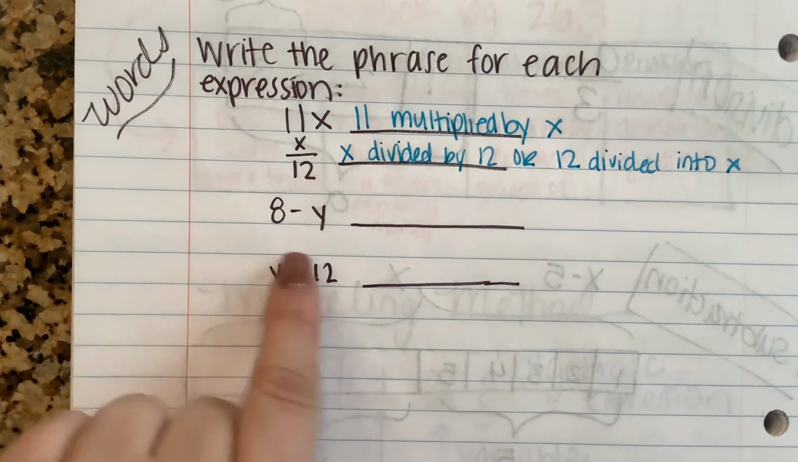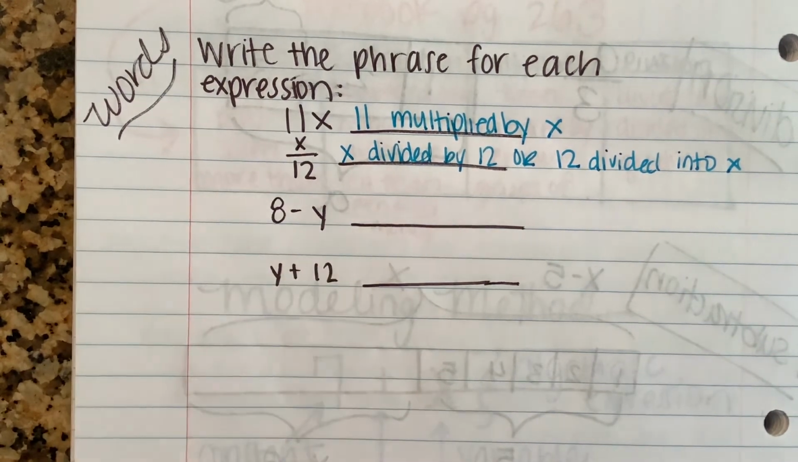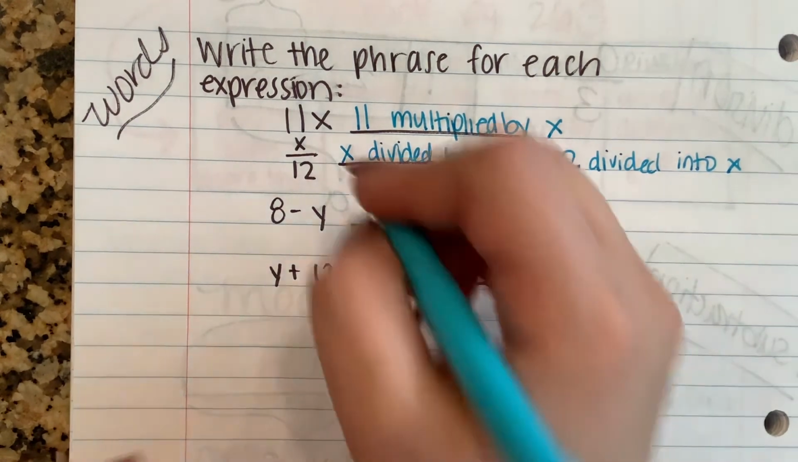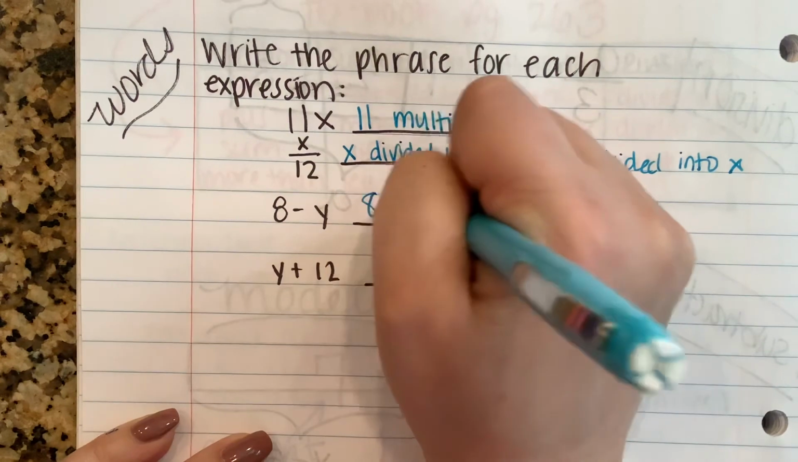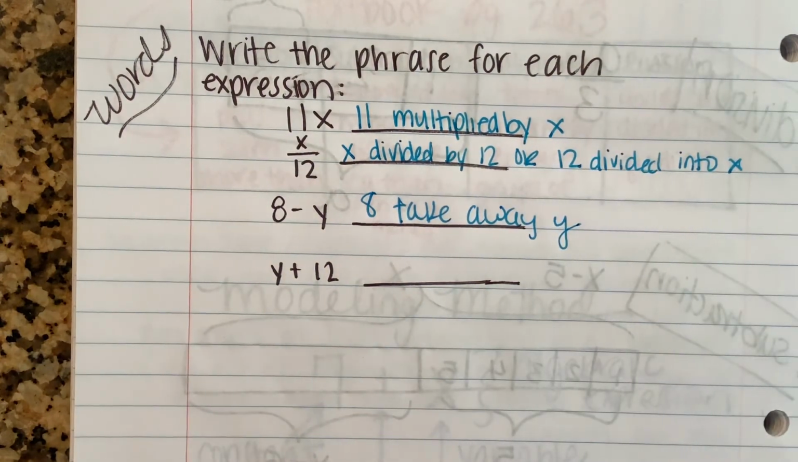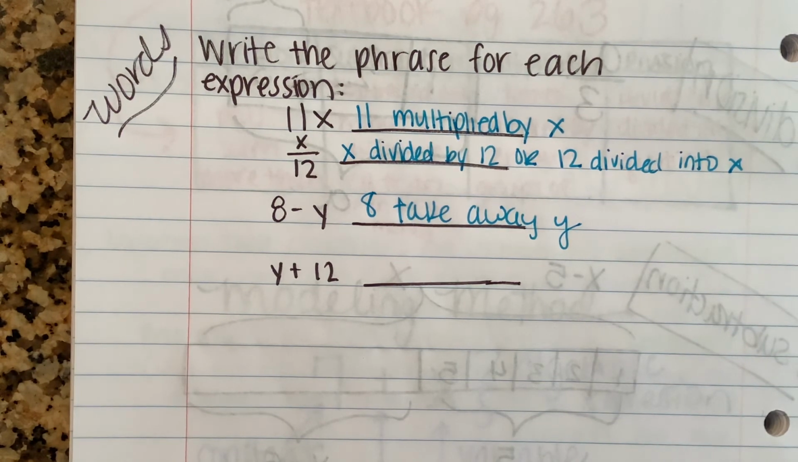8 minus y. I could literally just say 8 minus y. But if I wanted to use some different language and mix it up, I could say something like 8 take away y. And my last one, y plus 12. I can just say y plus 12, but I want to make something more interesting. So I could say something like the sum of y and 12.